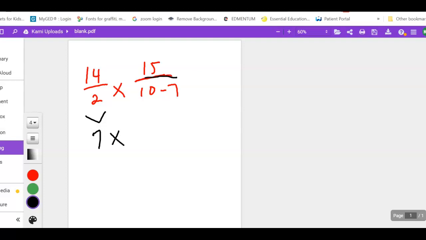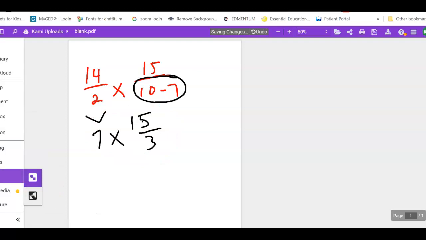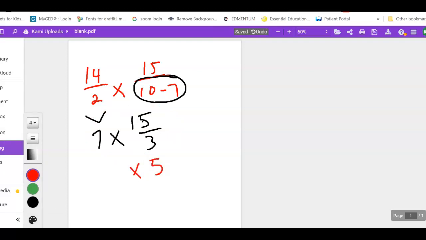Now, before I can divide with this fraction, I have to do the subtraction first. 10 minus 7, that's 3, right? So that's really 3 on the bottom. And I'll put my 15 back on top. Where do I go from here? Well, I see a multiplication problem, but before I can multiply, I have to reduce this fraction. So see how it breaks the rules a little bit? 3 will go into 15 5 times. Now I'm going to bring that 7 back down. So what I have is 7 times 5, giving my answer of 35.